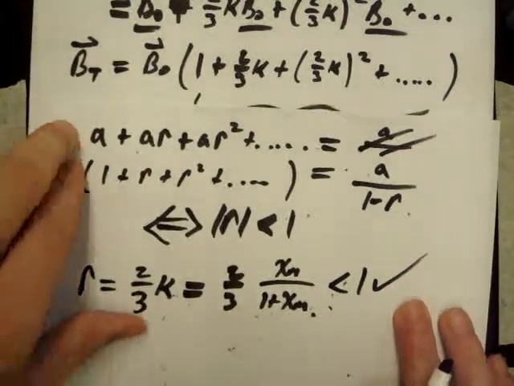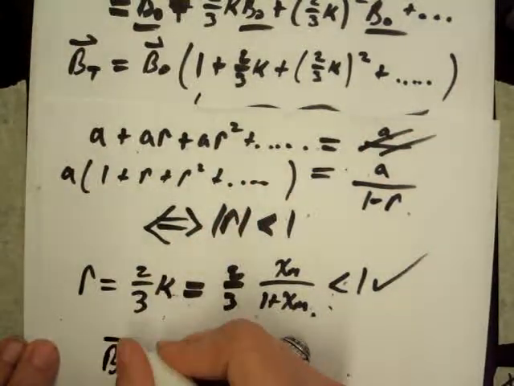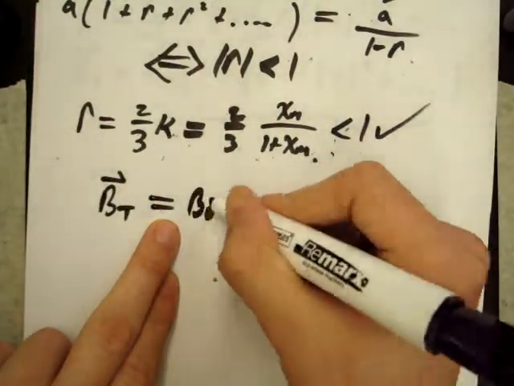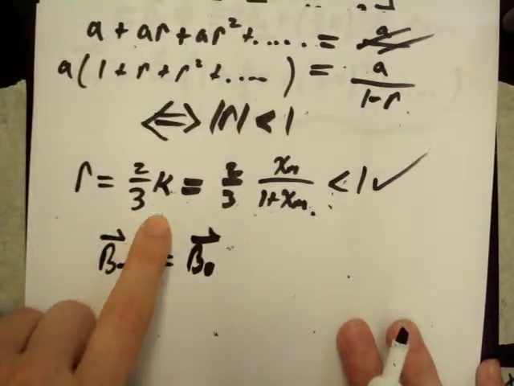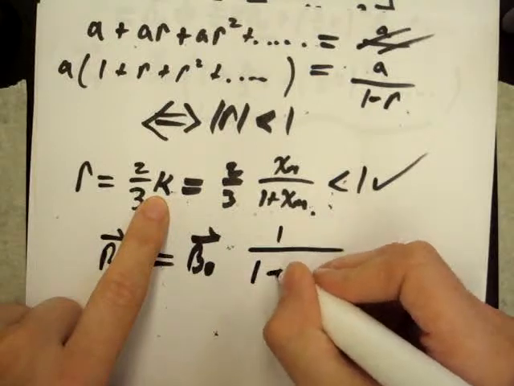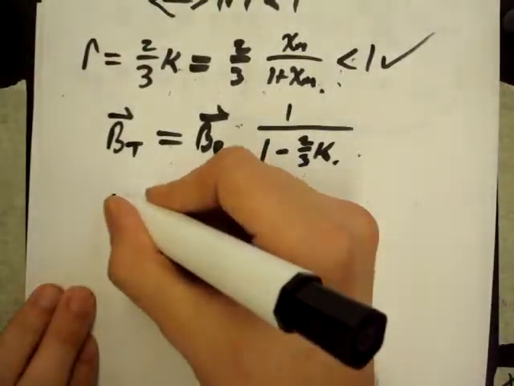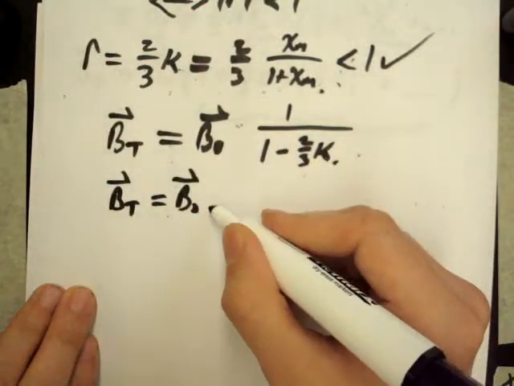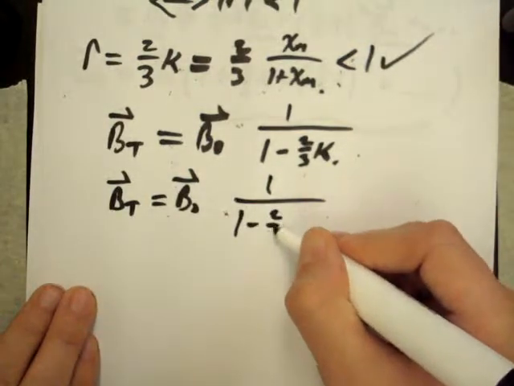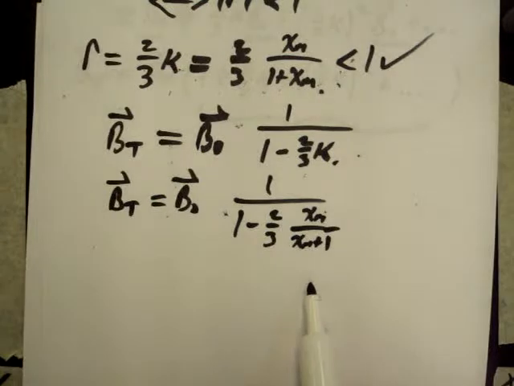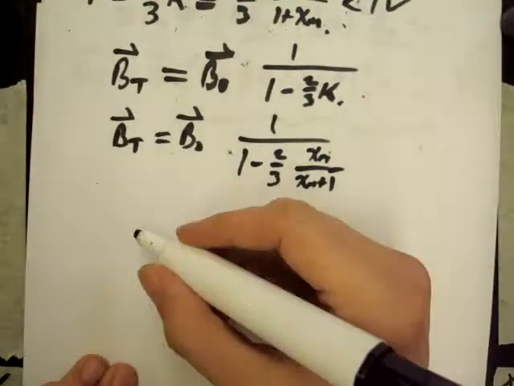We have a geometric series, and so the total magnetic field, and this is inside the material where the magnetization is, is going to be our B naught, this is going to be our A, and our geometric ratio is 2/3 K, so we just multiply this by 1 over 1 minus 2/3 K. Let's see if we can pretty this up a little bit. Let's just put in what it is. 1 minus 2/3, then we're going to get x of m over x of m plus 1. There's really not much use to simplifying this. So I might as well leave it as that and keep it as our result.